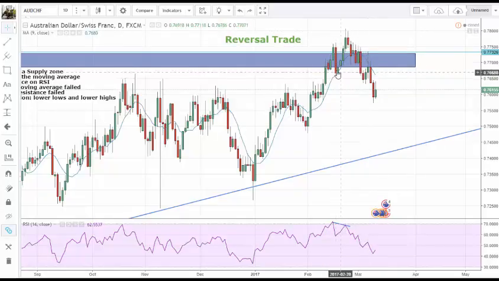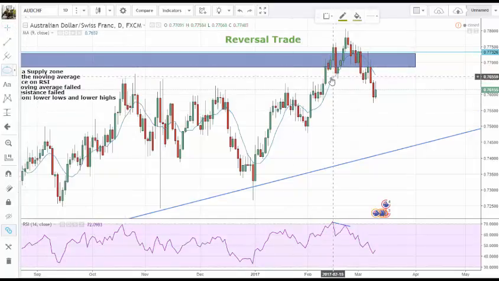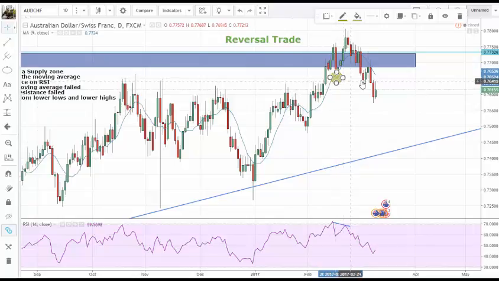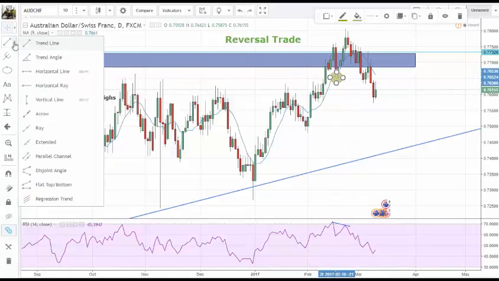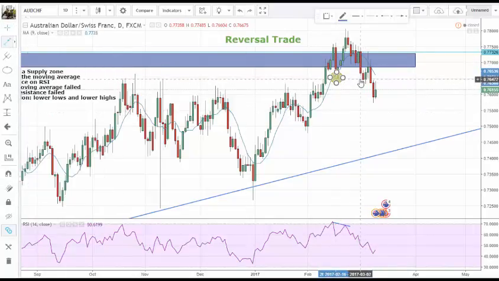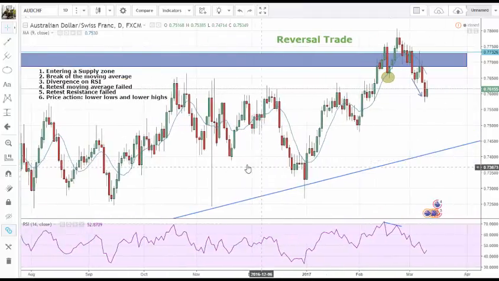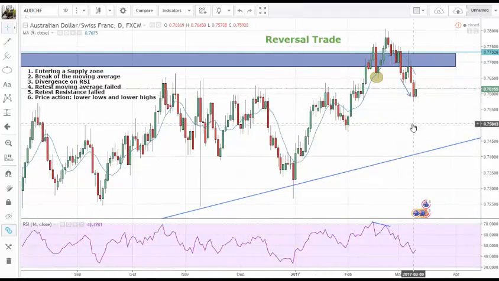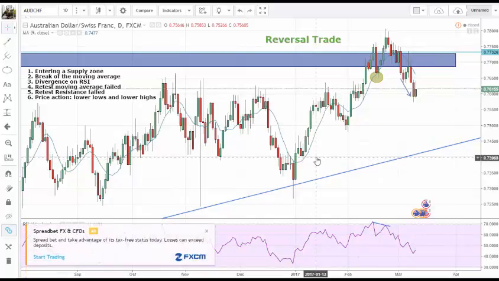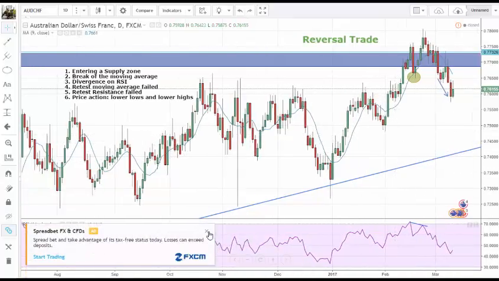A break of this moving. Let me just draw it on. A break of this low indicated a lower low. So a break over here, it broke, and we saw more momentum to the downside. So in fact we are seeing a shift in price action as well. So this reversal, we already have 6 clues that confirm that there is a reversal in here. This trend line seems to be holding for now.